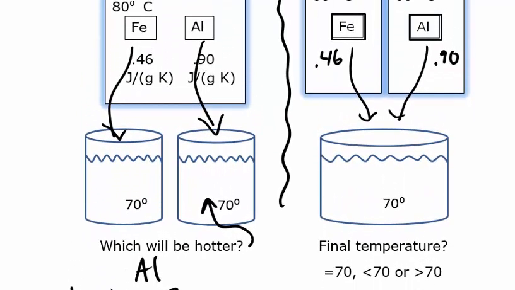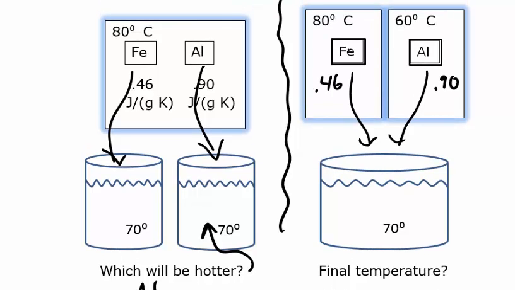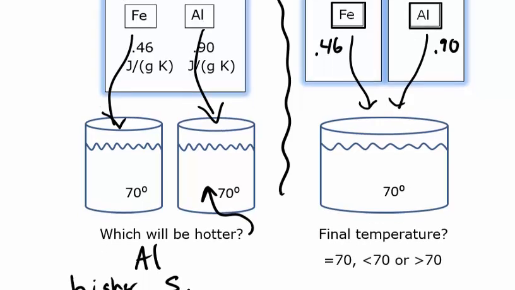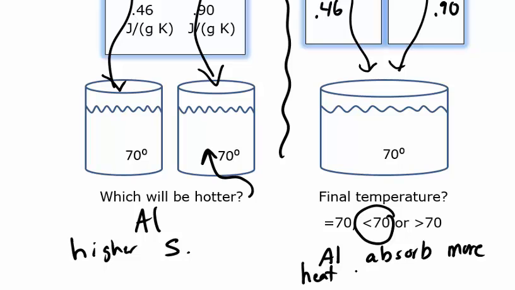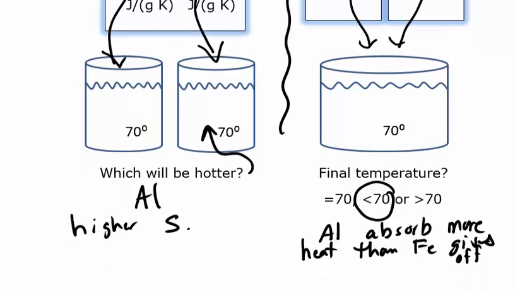Okay, so since it's changing the temperature of the water more than the iron, and again, we assume they have equal masses of iron and aluminum, it will be closer to 60 than it is to 80. The one with larger specific heat will affect it more, so the answer is it will be less than 70. Because the aluminum will absorb more heat because it has a higher specific heat than iron gives off. The iron gives off heat, the aluminum absorbs heat, but the aluminum has a higher specific heat.